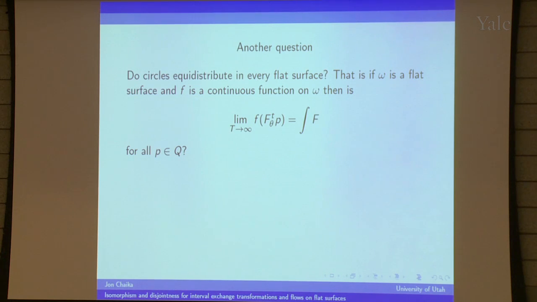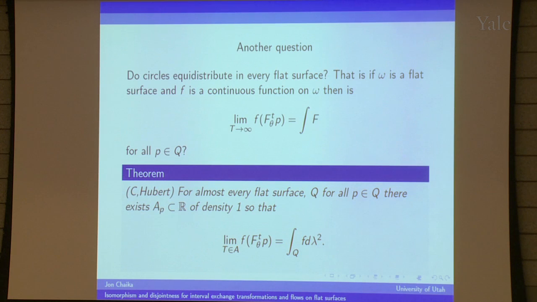This is part of work in progress with Pascal Hubert. We showed that for almost every flat surface, and for any point in that flat surface, it's true. Except we can't say that much. We can't say it about all times. We need to toss out a density 0 set of times. So there exists some set A_p of the real numbers of full density, so that along times in it you're becoming equidistributed. And that means you hit every rectangle as often as you should.